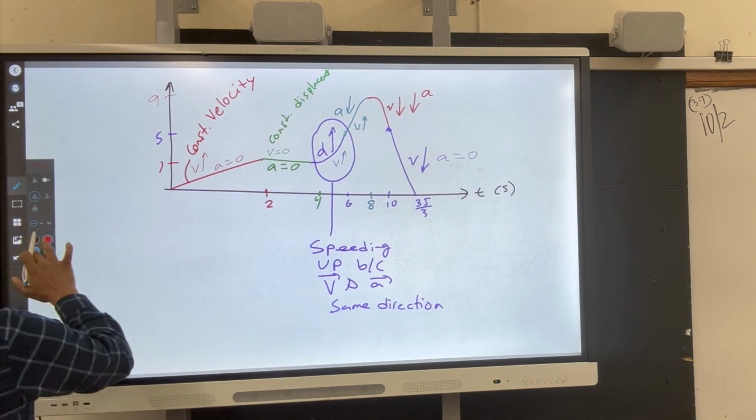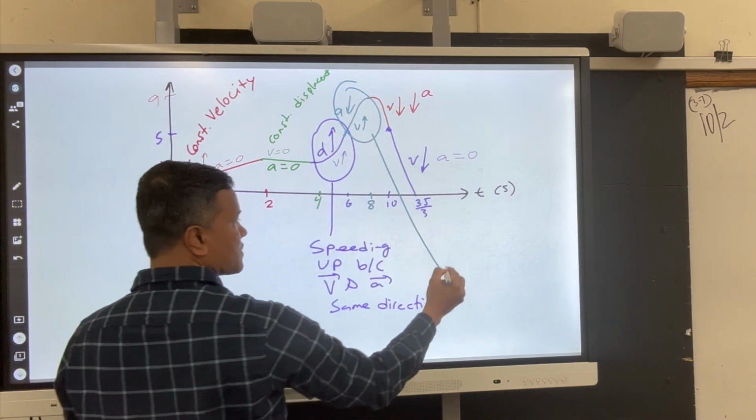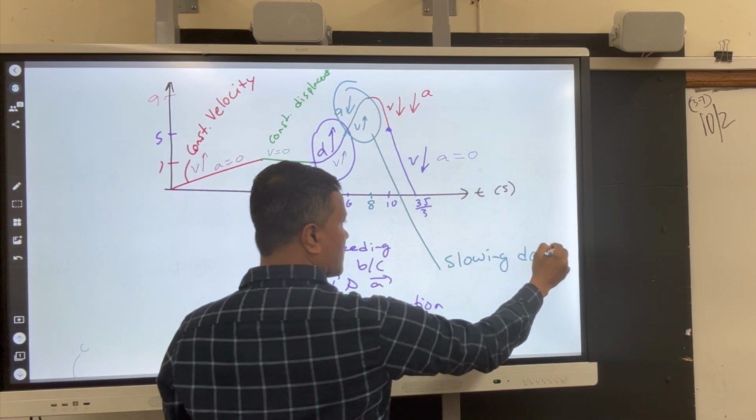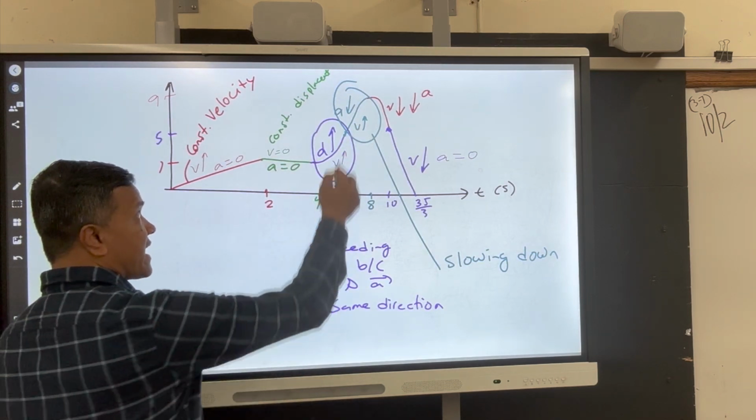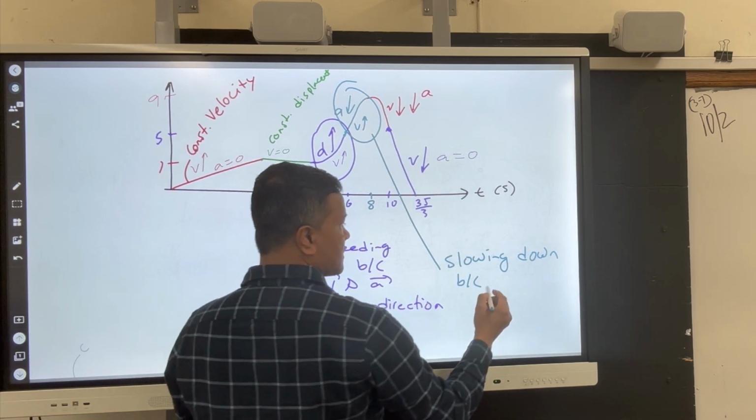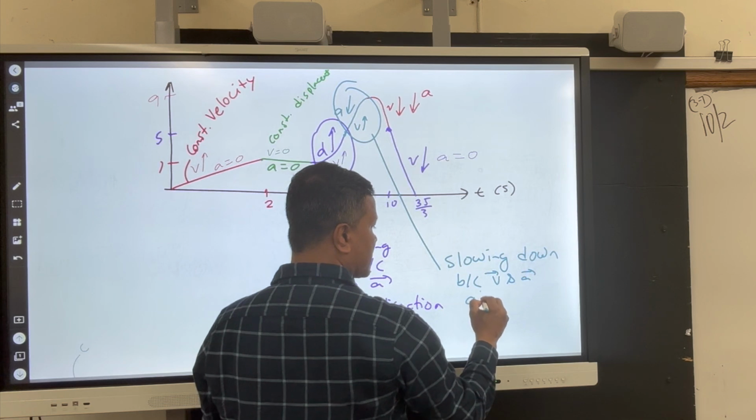When velocity and acceleration are in the opposite direction, the object is slowing down. Why is that? Because velocity is positive and acceleration is negative. Slowing down because velocity and acceleration are in the opposite direction.